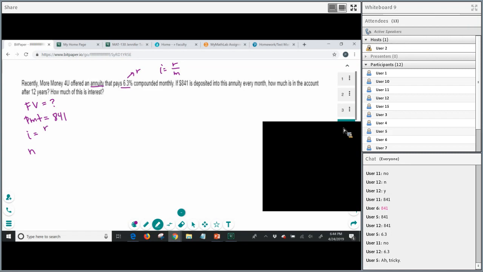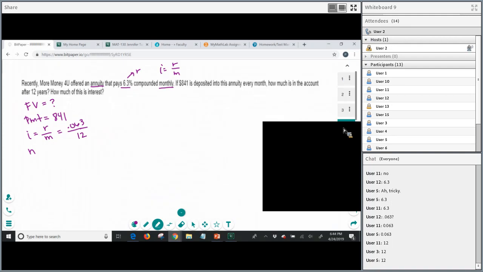So we've got to figure out what the I is. Again, I is R, the annual interest rate, over M, which is the number of times you pay or compound in a year. So what would be the R here and what would be the M? How about R first? It is 6.3%, but remember we have to put it in as a decimal. So what would it be as a decimal? Yes, it's 0.063. How about M? Remember, M is the number of periods we have in a year. Yes, it's 12, because they said we're compounding monthly. So monthly means 12 times in a year.